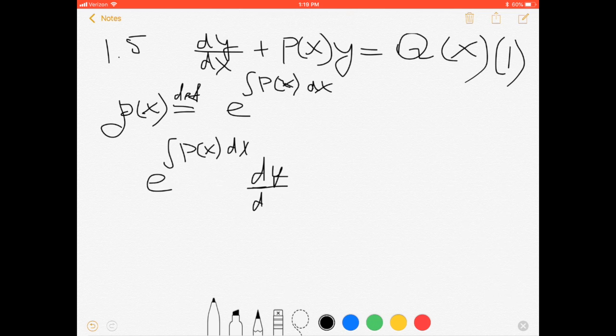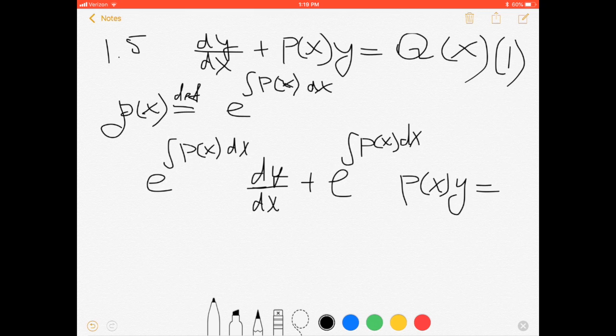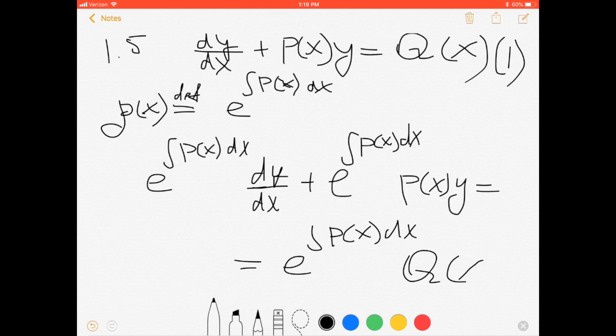times dy/dx plus e to the power integral p(x) dx times p(x) y equals e to the power integral p(x) dx times q(x).